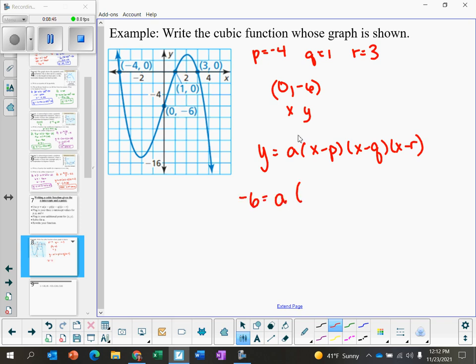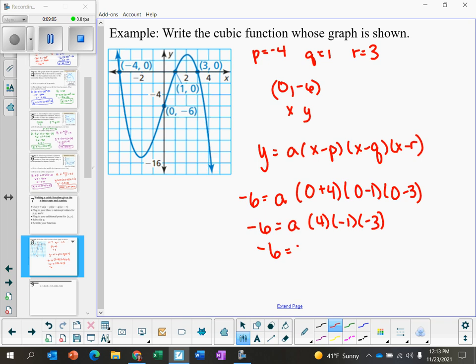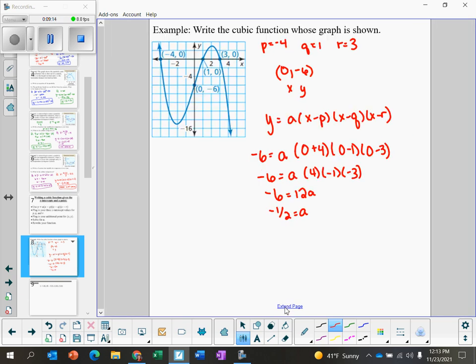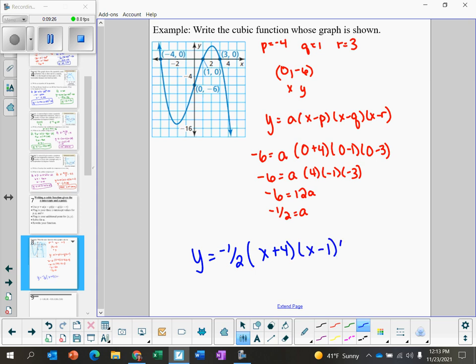leave that a. We're going to plug in 0 for each of these x's, so it's 0 minus negative 4, so I'm going to change that to plus, 0 minus 1, and 0 minus 3. So that's going to be a times 4 times negative 1 times negative 3, so that's a positive 12. So divide by 12, sorry, we get negative 1/2. So that means my final answer would be y equals negative 1/2, and then x plus 4, x minus 1, and x minus 3.